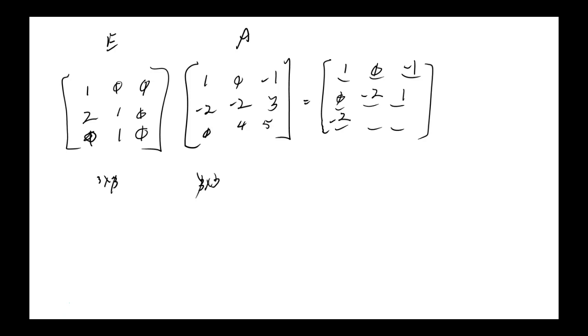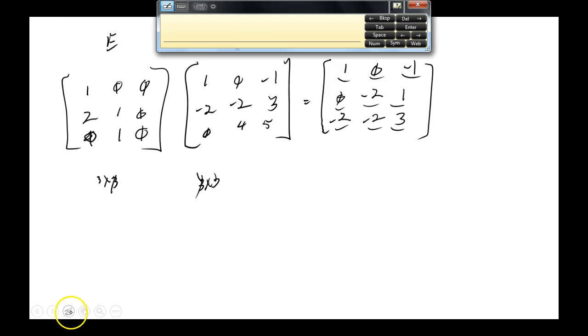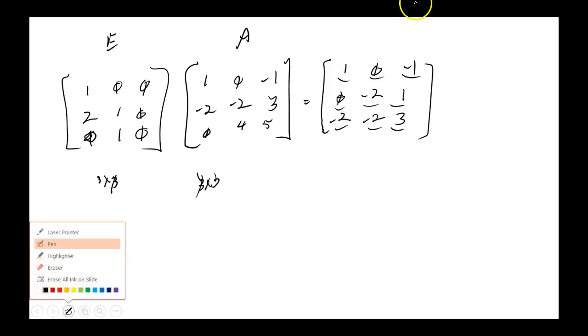Okay, the 3-2 entry. Something isn't feeling right about it. The 3-2 entry is 0, minus 2, 0, so that's a minus 2. And the 3-3 entry is a 0, 3, 0. Oh, I see what's wrong. I'm sorry. I wish someone had been in the room to catch me. I wrote the elementary matrix wrong.